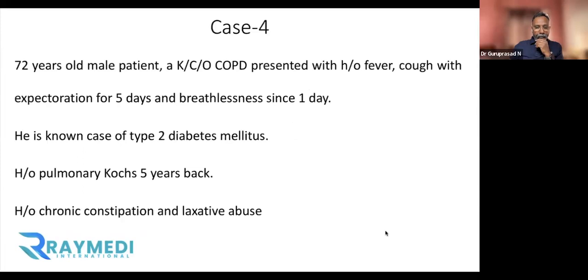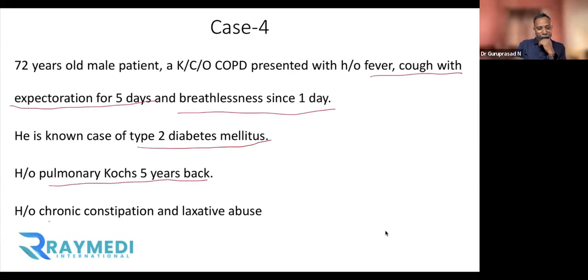Coming to the next case, it is a 72-year-old male patient who is a known case of COPD, who has presented with fever, cough, and expectoration of 5 days with breathlessness of 1 day. Known diabetes mellitus type 2 and old COX. Also, the patient complains of chronic constipation and laxative abuse. So when it comes to this history, you should think that this patient is losing bicarbonate from the bowel. So your thinking goes towards normal anion gap also.